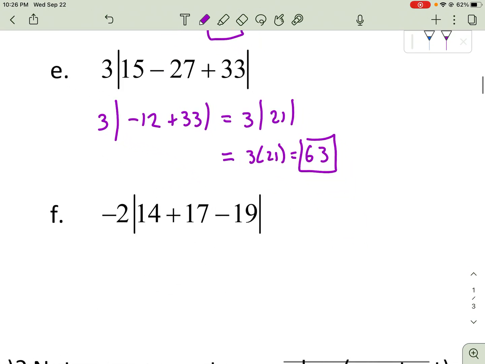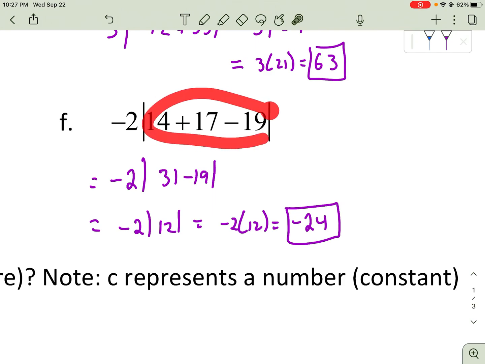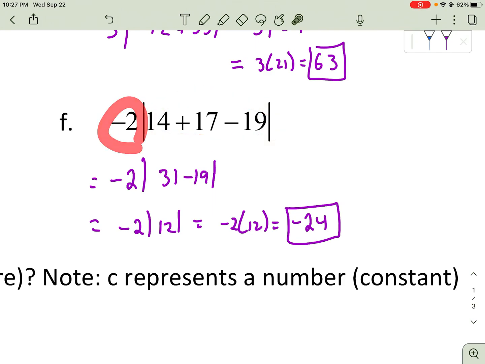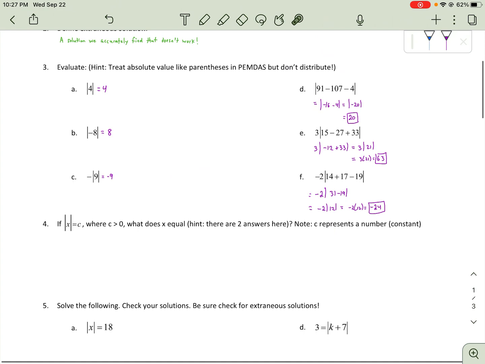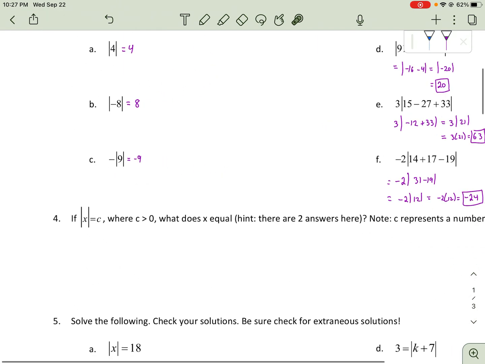And then the last one here, leave the negative 2 alone. We've got to do inside first. So we get 31 minus 19, which is 12. Absolute value of 12 is 12. So it's just negative 2 times 12, which is negative 24. So that's how you can get a negative answer even though we have an absolute value in the problem. It's because I multiplied by negative on the outside. And that's the same thing that happened over here. I mean, we technically multiplied by negative 1. Okay.